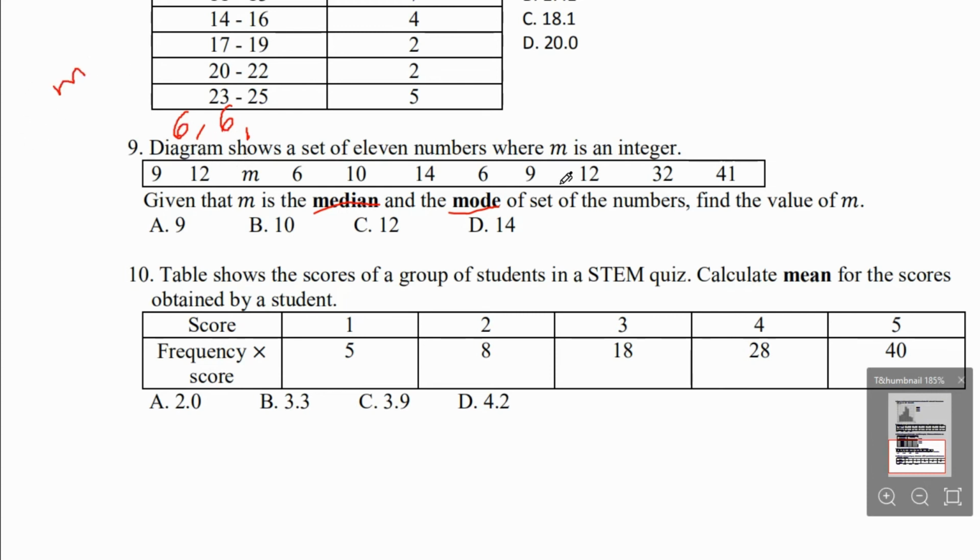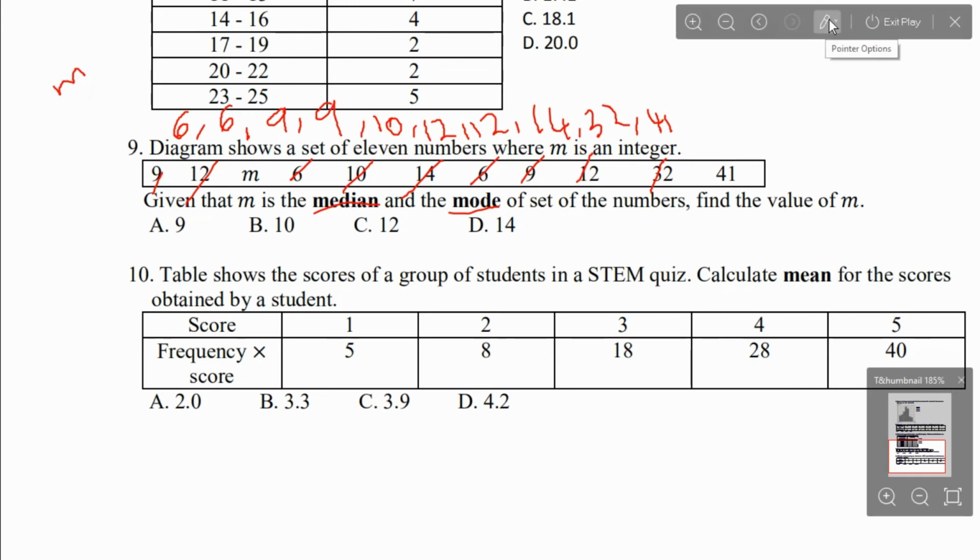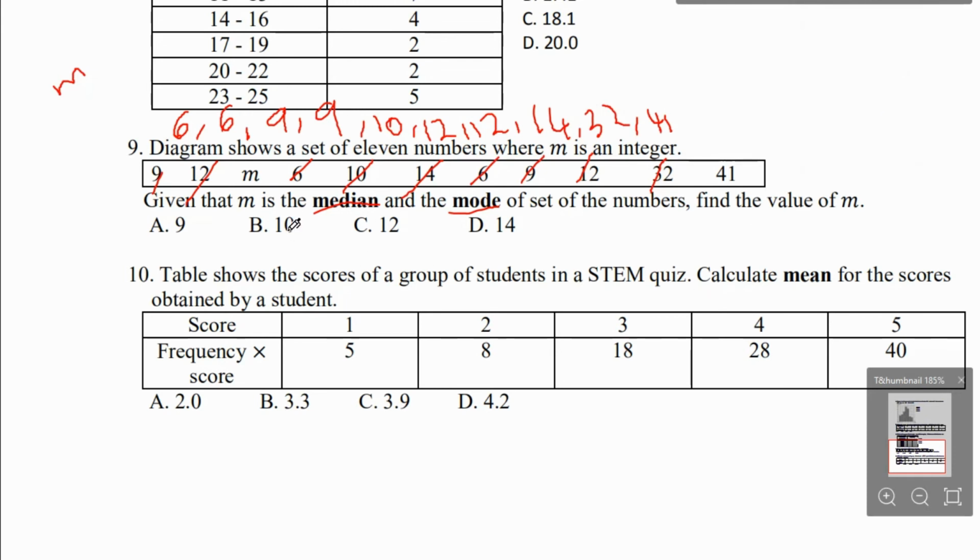6, 6. Then 9. Then we have 10, 12, 12, 14, 32, 41. Okay, for this kind of question, we can use trial and error. Okay, we just try every number here. 这样子的题目我们可以一个号码去试。Okay, so let's say m equals to 9. So if m equals to 9, so m will be located here.